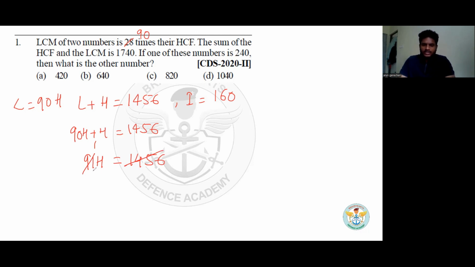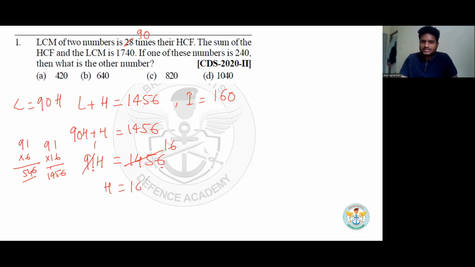If you are getting confused as to what number you should multiply it with, here there is 1, here there is 6. So from 1 to get 6, you have to multiply it by 6. 6 ones are 6, 6 nines are 54. This is not possible because we are getting 546. Otherwise, we have to multiply it with 16. 16 ones are 16, 16 nines are 144 plus 1, 145. This is how you have to simplify them. So 91 ones are 91, 16s are 1456. So your HCF turned out to be 16.